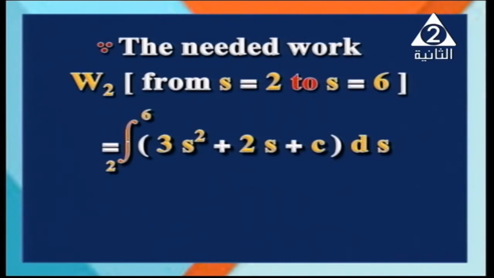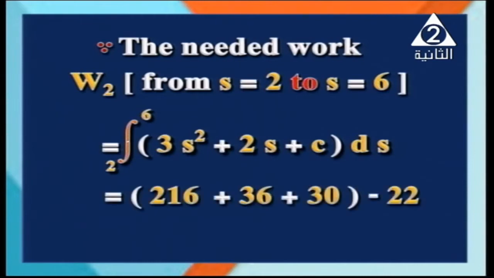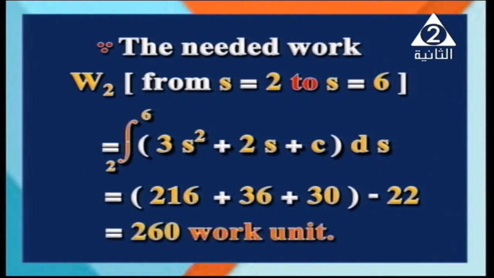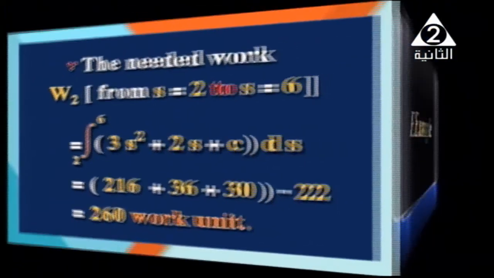Therefore, my dear student, the work W2, after we find the integration: 3s squared gives 3s power 3 over 3, 2s gives 2s squared over 2, and the constant c gives cs. Therefore, by using substitution, the answer is 260 work units. Another example.